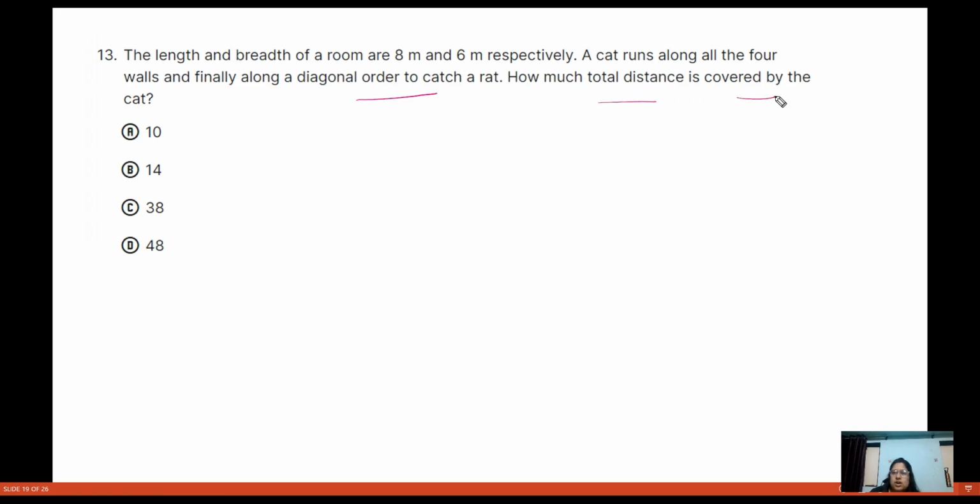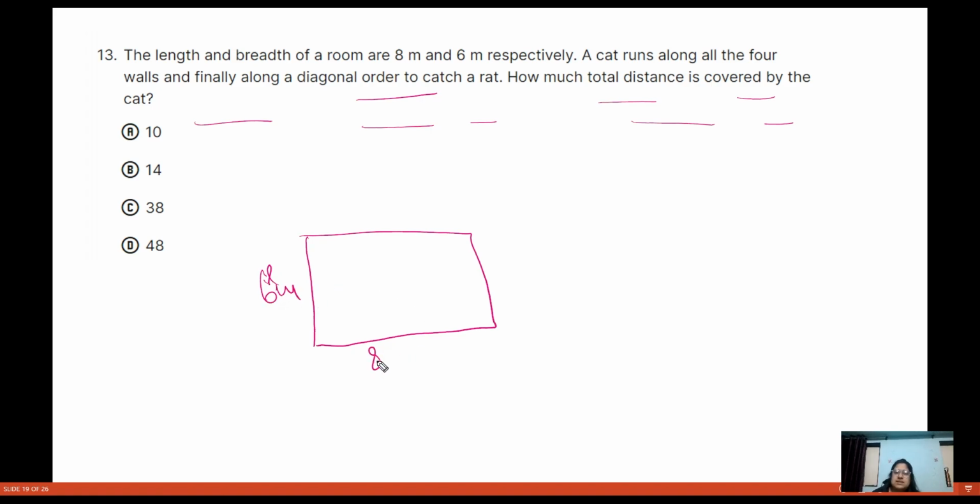A cat runs along all four walls, finally along a diagonal in order to catch a rat. How much is the total distance covered by the cat? So there is a room, it has a length and breadth, and now the cat is chasing a rat. Obviously, let's say the length is 8 meter. This is the breadth, 6 meter, and this is 8 meter. The diagonal is your hypotenuse only.